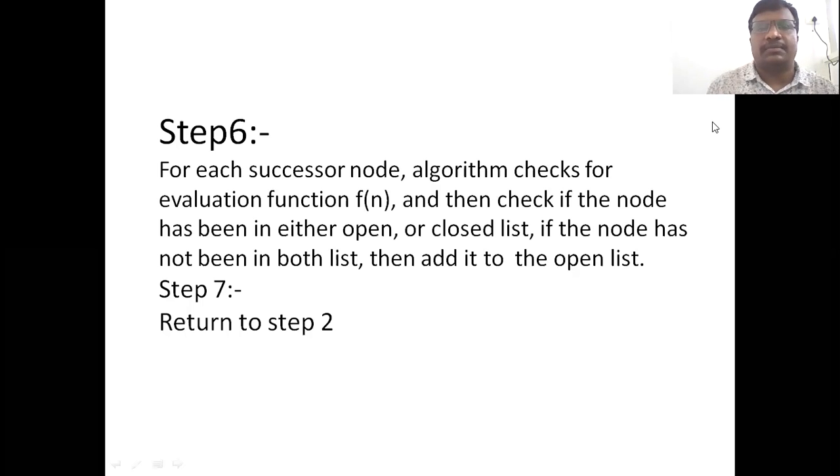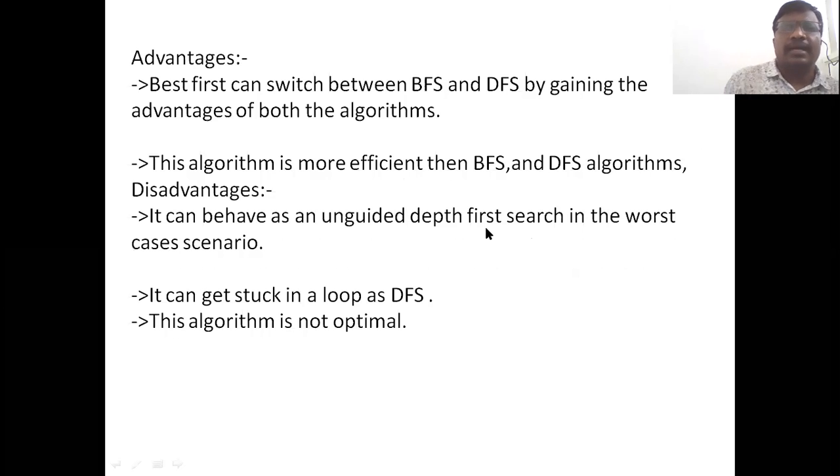Next one, what are the advantages of the best first search algorithm in artificial intelligence? The first advantage is that best first search can switch between BFS and DFS, gaining the advantages of both algorithms. This algorithm is more efficient than BFS and DFS algorithms.